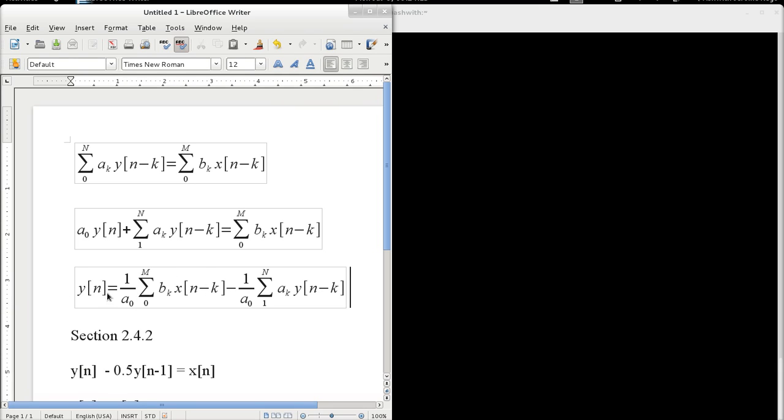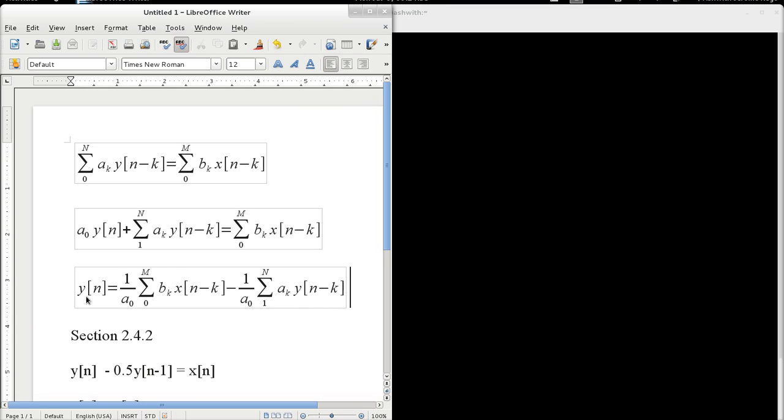What does this show us? It actually represents the output in terms of the present value of input, the past values of input, and the past values of output. How do we know this? We can see that when k is 0, this would be b0 x of n. So that is the present value of input. It also contains x of n minus 1 terms, x of n minus 2 terms, so that gives us past values of input. And we also have y of n minus 1, y of n minus 2, all the way till y of n minus capital N. So those are past values of output, right?